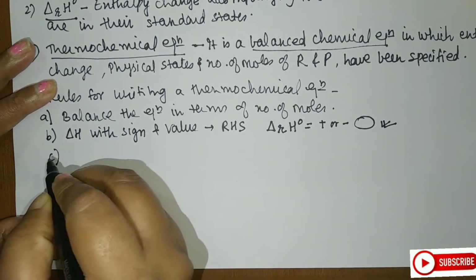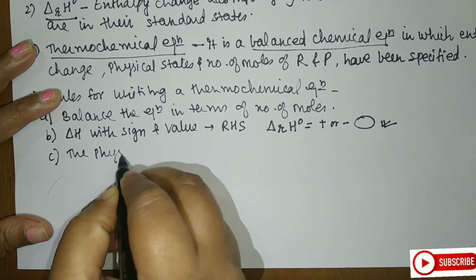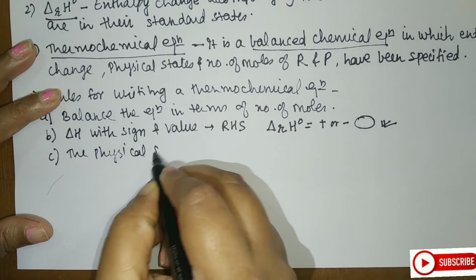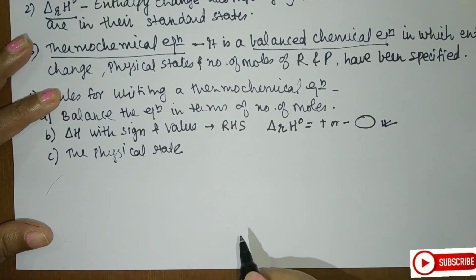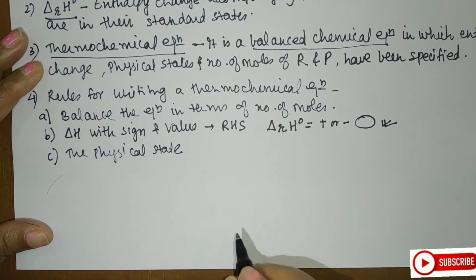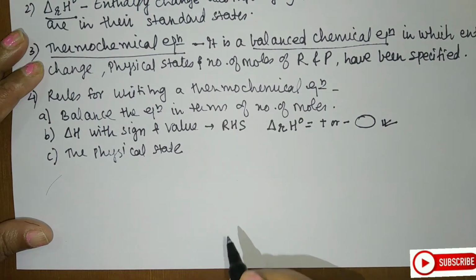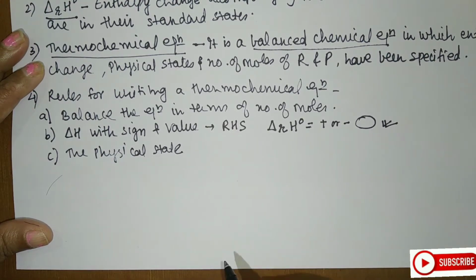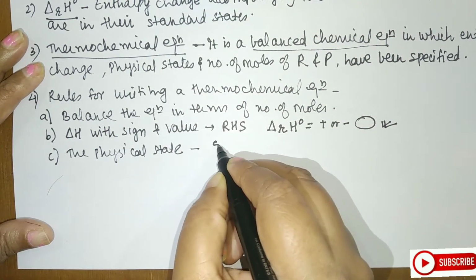The third rule for this is that the physical states of each and every species involved in the reaction, by that I mean the reactants and the products, must be mentioned or specified below that species. So if I want to write solid, I must write S.